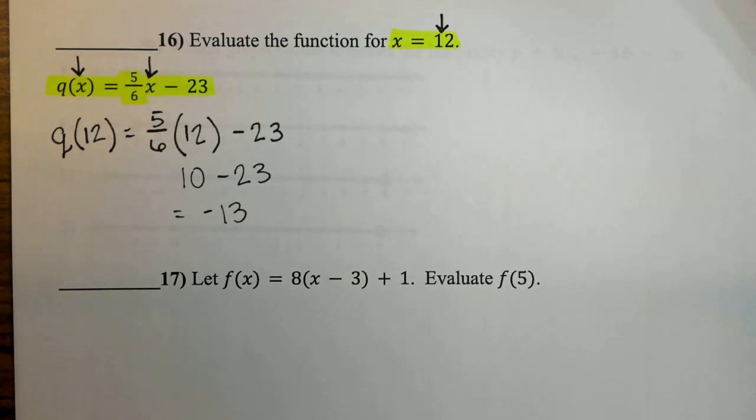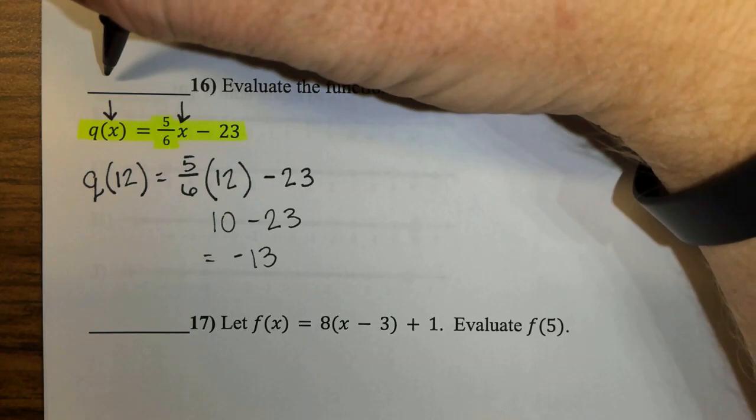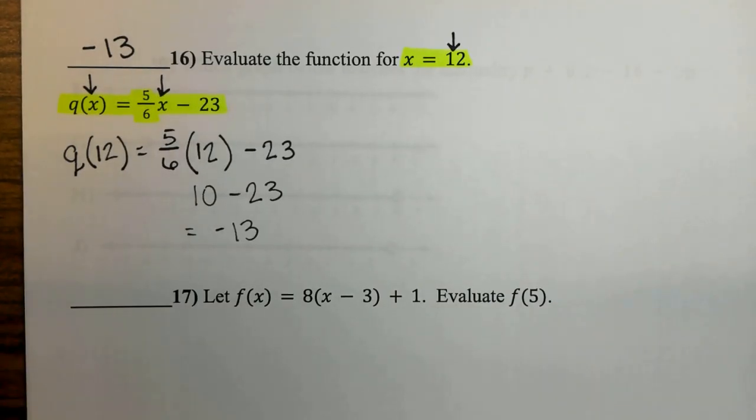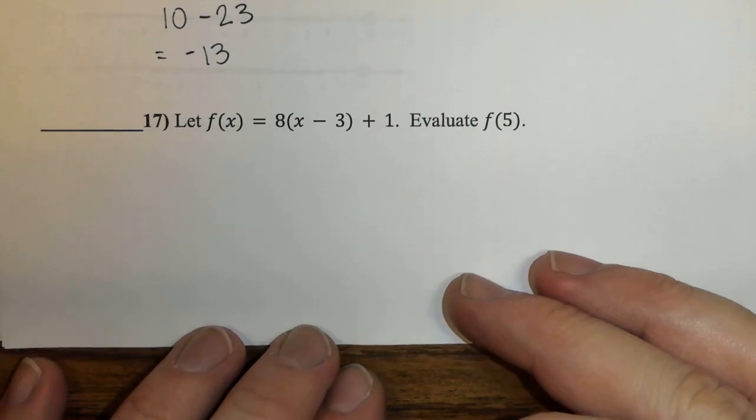Notice, not a decimal. Okay, so negative 13 is my answer. And I'm done with 16. Okay, so be careful, pay attention, go slow if you have to, but you should not get decimals on these.